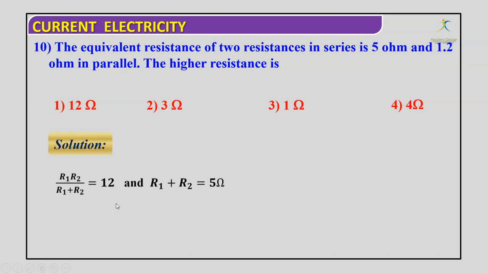So, we just take the parallel combination and the series combination for this resistance. So, we will get 12 and 5. If we add the parallel combination and series combination, we will get this. So, if we put the value of R as 3, we get the same answer. That means the second option is the correct answer.